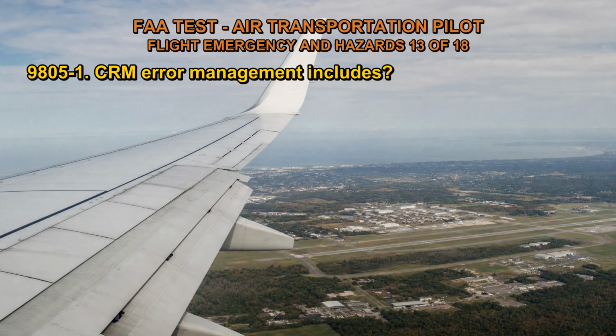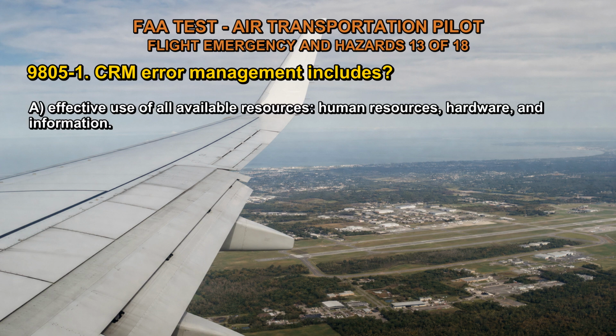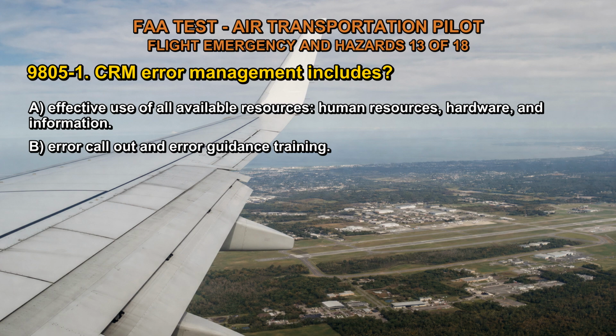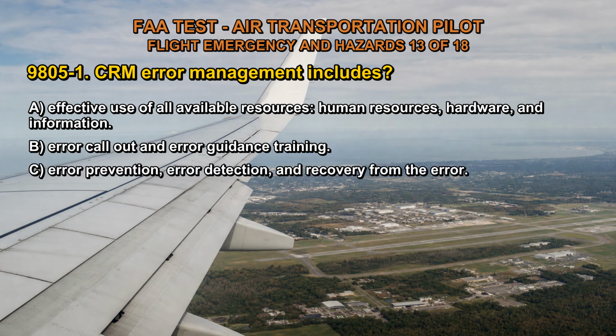9805-1. CRM error management includes A. Effective use of all available resources, human resources, hardware, and information. B. Error call-out and error guidance training. C. Error prevention, error detection, and recovery from the error. The correct answer is C.